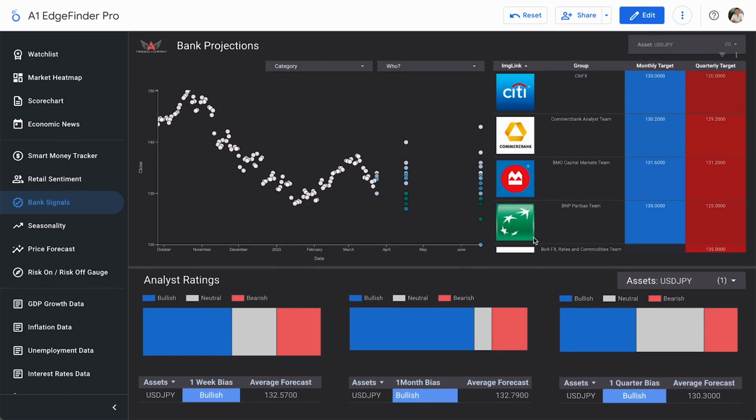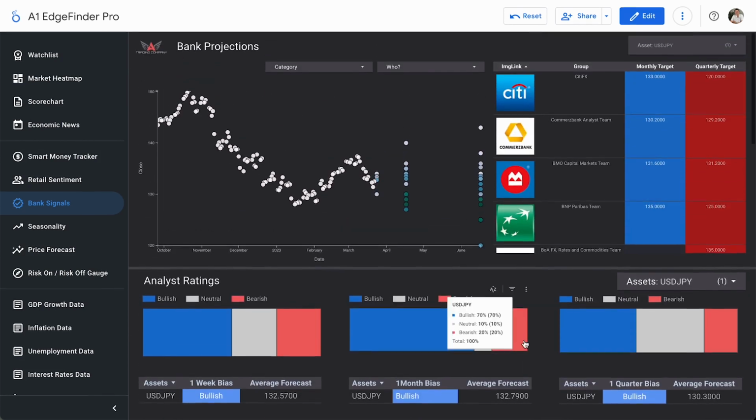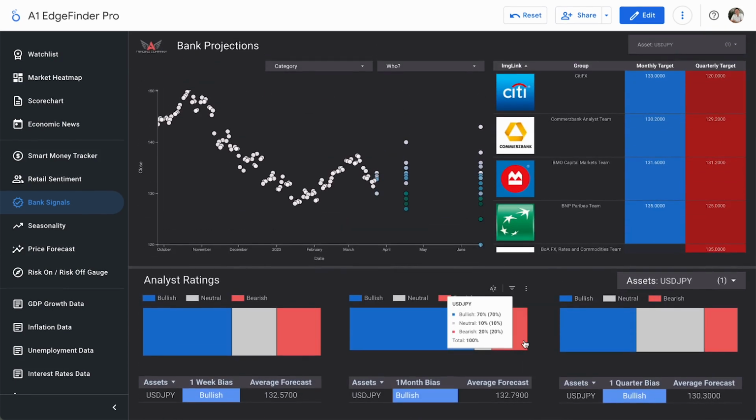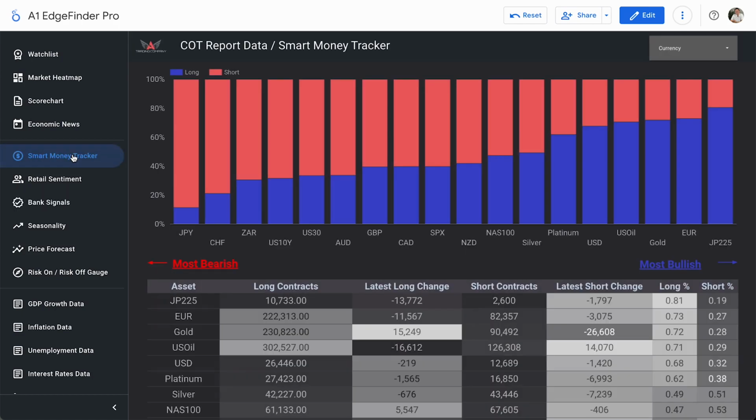And it kind of goes hand in hand with the smart money tracker as well. So if banks and analysts and smart money are all saying the same thing, it's definitely something to keep an eye out for. So the banks and the analysts right now are kind of favored bullish on USD JPY, buying the dollar and selling the yen. What does smart money have to say about that?